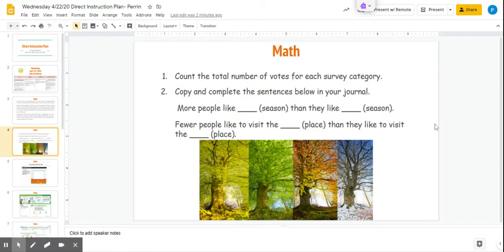So here is for you to do your survey. I want you to count the total number of votes for each survey category. And what you're doing is you're surveying. When you ask them if they'd rather have apples or bananas, you're taking a survey. And then copy and complete the sentence below in your journal. More people like the season they like more than they like the other season. And the same thing with places to visit.